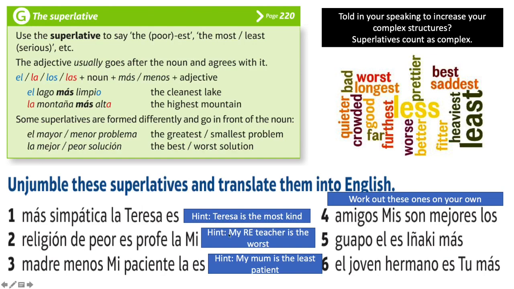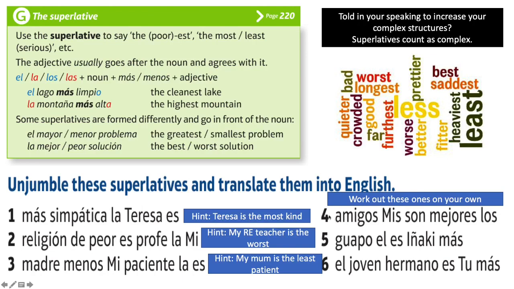Okay, number 2, bolí rojo, red pen. Mi profe de religión es la peor. Número 3, mi madre es la menos paciente. Mi madre es la menos paciente.